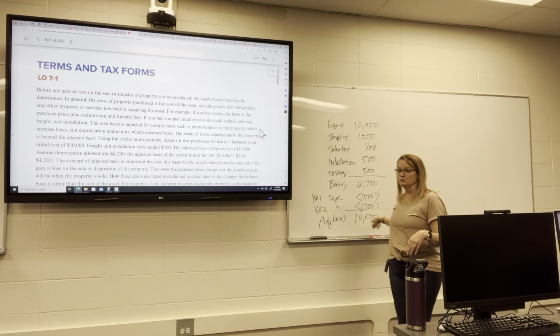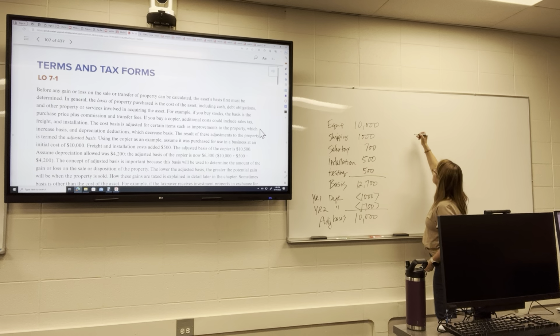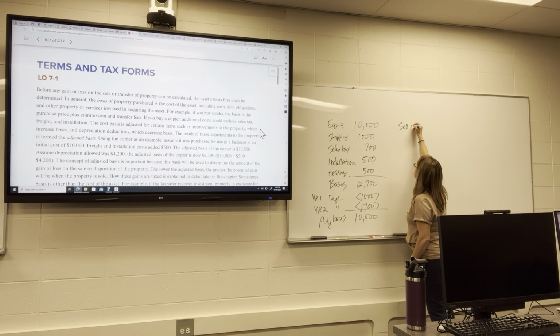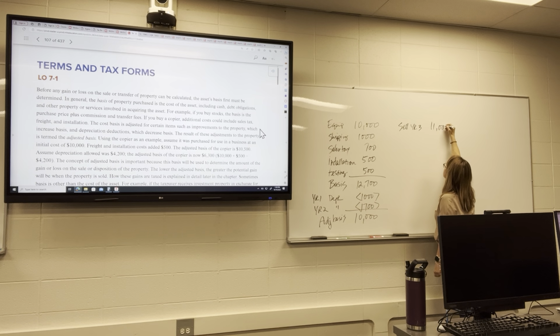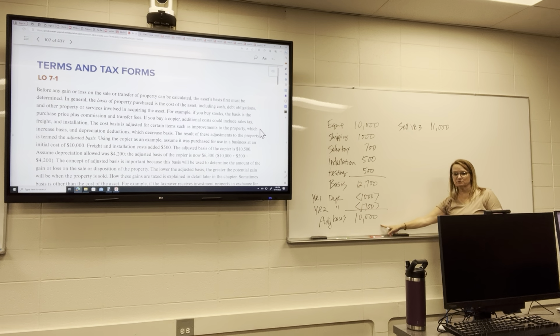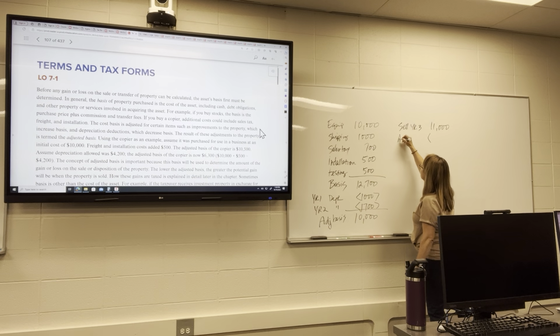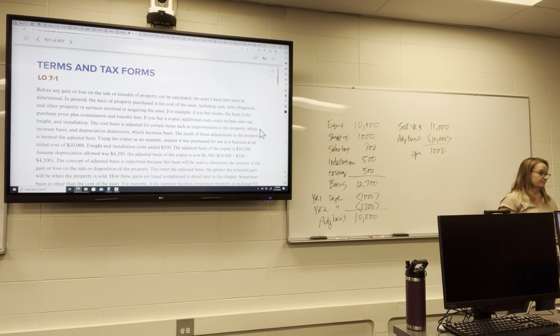Now, what happens if we sell this piece of equipment? We sell it in year 3, and we sell it for $11,000. Somehow this piece of equipment has appreciated in value. Well, our adjusted basis was $10,000. We're selling it for $11,000. We're going to subtract that adjusted basis, and we have a gain now of $1,000 that we have to pay tax on. Okay?